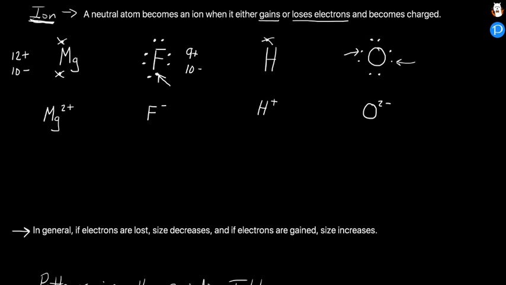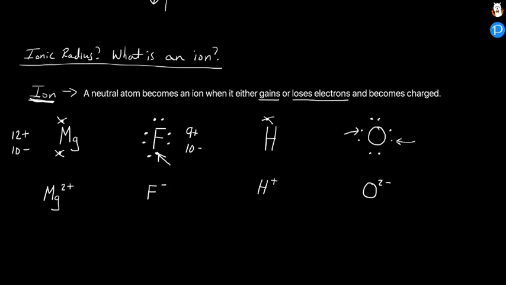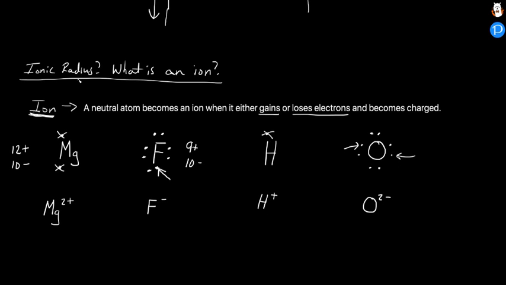So now, moving on from that, thinking about it in terms of size. That's what we're really looking at here, right? We're looking at the ionic radius. So we've defined what an ion is. It's whenever you gain or lose electrons and you become charged, either positively or negatively charged, right? So these are all ions right here.